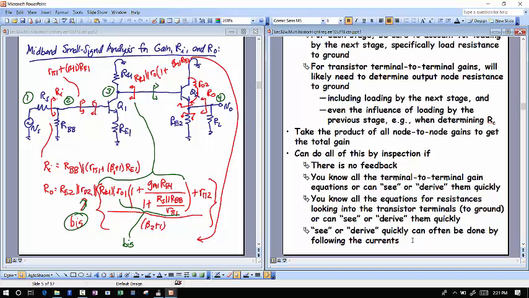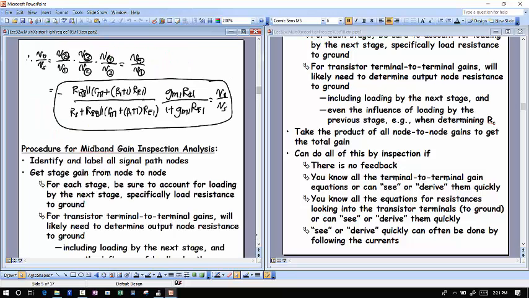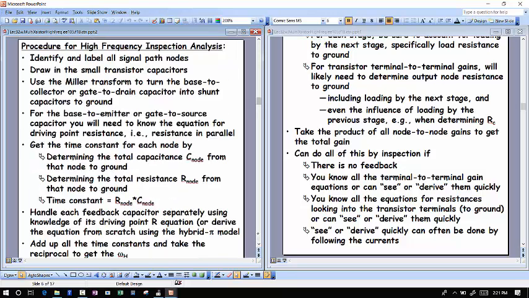In case you didn't quite get the gist of everything that I was doing last time, read through this, look at what I was doing last time, get the flow of how to do inspection analysis. Hopefully you've already done a little bit of that too. But the next thing I want to talk about now is frequency analysis by inspection. Okay? And so it's a similar sort of thing.